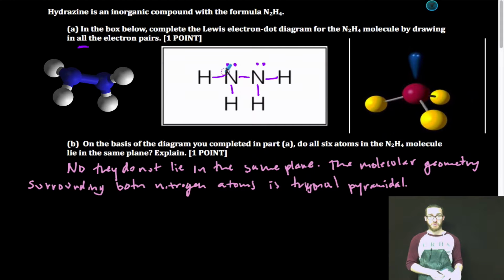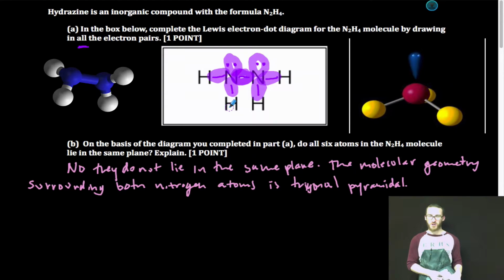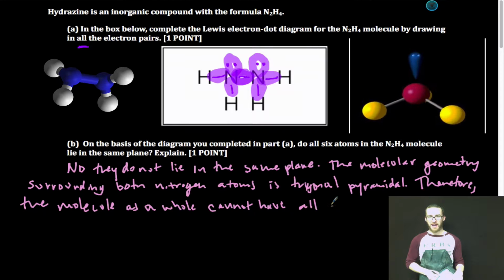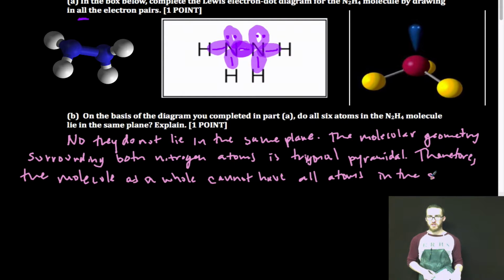Come back up to the molecule. About this nitrogen, we've got 1, 2, 3, 4 regions. So the electron geometry is going to be tetrahedral, but the geometry of the atoms is going to be trigonal pyramidal. Same thing goes with the nitrogen on the right-hand side. 4 regions of electrons for a tetrahedral electron geometry and a trigonal pyramidal molecular geometry. Therefore, the molecule as a whole cannot have all atoms in the same plane.